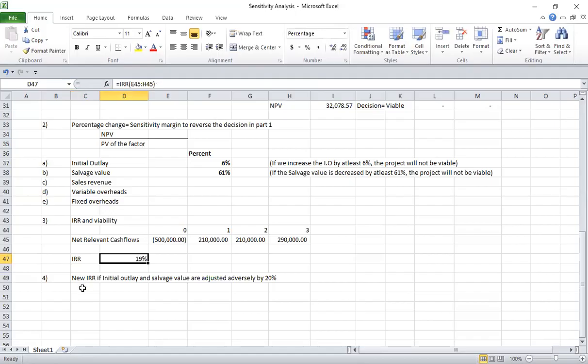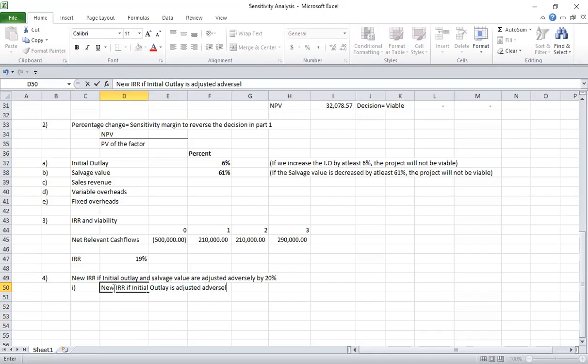Let's start by, let me call it the first one, and start by the new. We look for the new internal rate of return. Let's start with the initial outlay. So if the initial outlay is adjusted adversely by 20%.